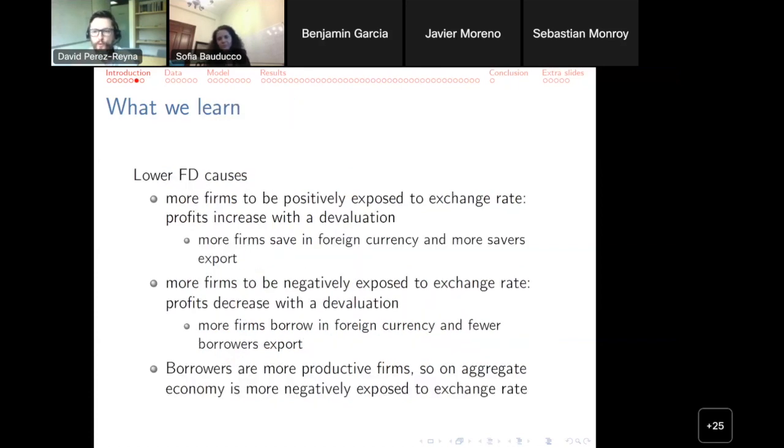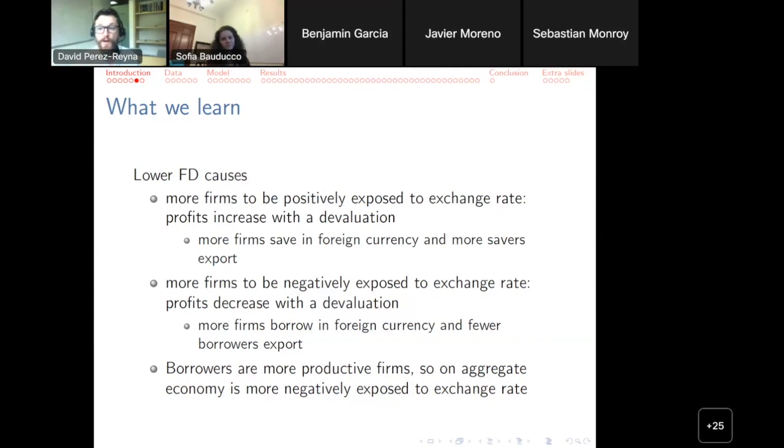So what we learned from the model is that when there's lower financial development, we're going to find that there are more firms that are positively exposed to the exchange rate. That means more firms whose profits increase with a devaluation. The reason is that there are going to be more firms saving in foreign currency, so that depreciation makes the profits go up. And firms that save are more likely to export. So there are more firms that are better off because they're saving in foreign currency and exporting.